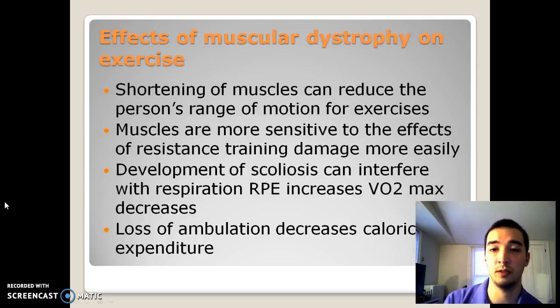So muscular dystrophy affects exercise by shortening the muscles and can reduce a person's range of motion for exercise. The muscles are more sensitive to the effects of resistance training and damage more easily. So overtraining them with resistance training can actually cause a lot of muscle damage, which is not good. The development of scoliosis can interfere with respiration, and RPE increases, and their VO2 max can actually decrease as they have respiratory problems. And then the loss of the ability to walk can actually decrease their caloric energy expenditure over a period of time.